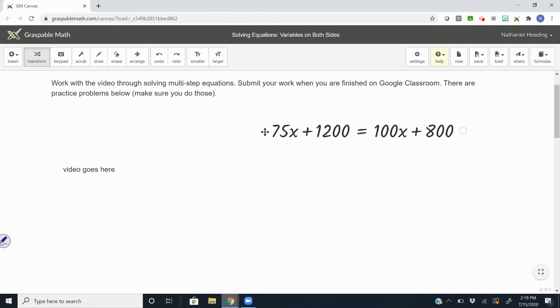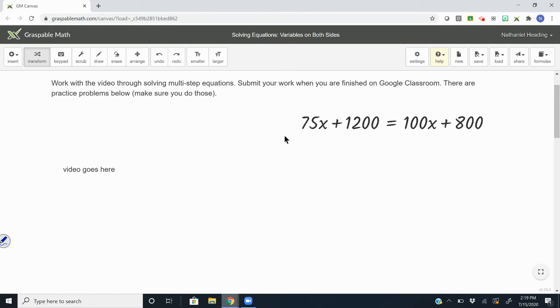Well, in this particular problem, there are no parentheses, so I'm not going to distribute. I don't see any fractions, so I don't have to worry about that. And I also don't see any like terms that can combine. So 75x and 1,200 don't go together, and the same thing with 100x and 800. So I can just go straight to moving my variables.